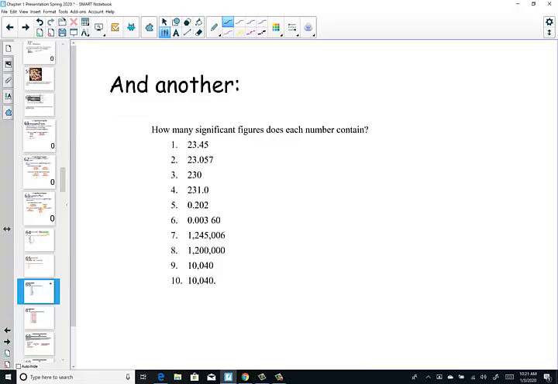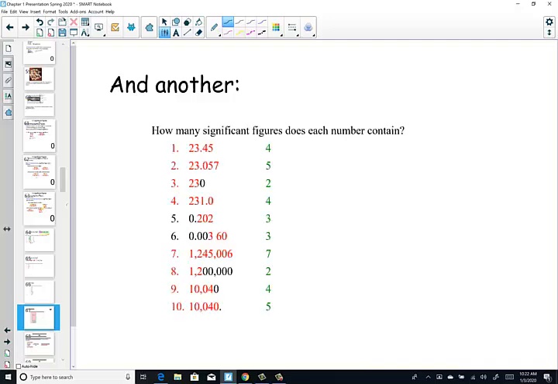Try some more on your own. How many sig figs does each number contain? Try them, pause the video, don't cheat yourself, pause the video, come back when ready to check your work. All right, welcome back. You must be ready to check. Let's share and see how you did.